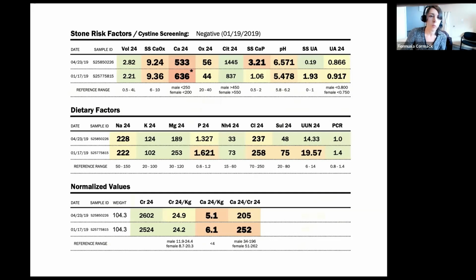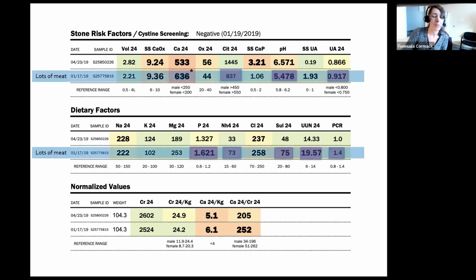This slide is just an example from my clinic showing that this is actually something we see. This is a gentleman who admittedly eats a lot of meat, but even if he didn't tell me that, we can see from his urine, and this is why these dietary factors are so helpful, very high phosphate, ammonium, sulfate, urea nitrogen, protein catabolic rate. So all markers of high protein intake. And this individual was not hypocitraturic.